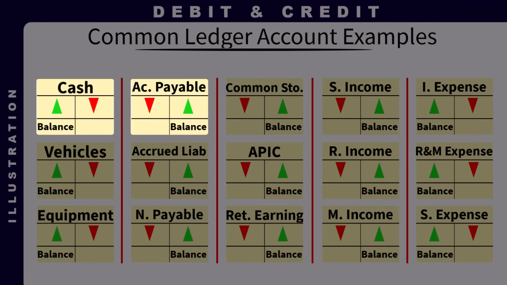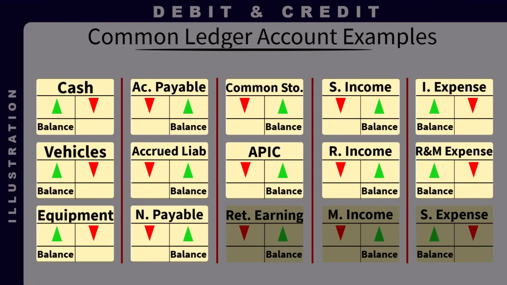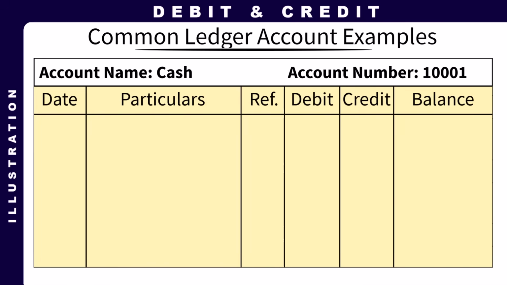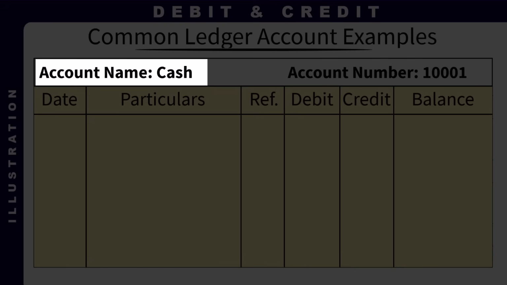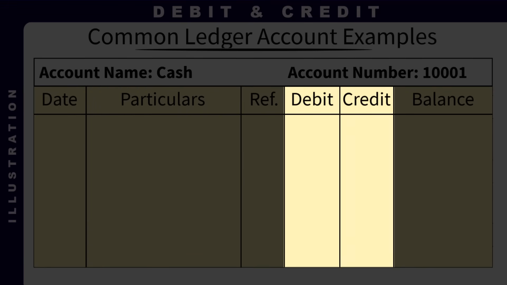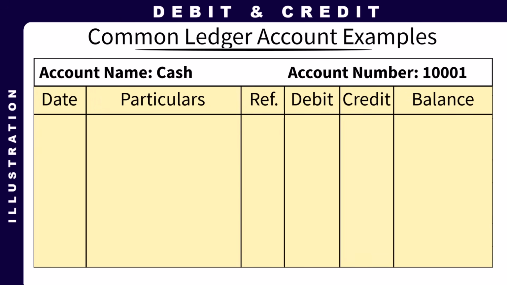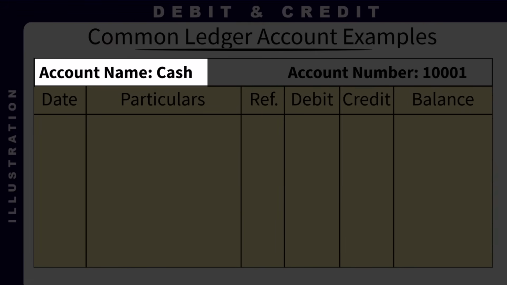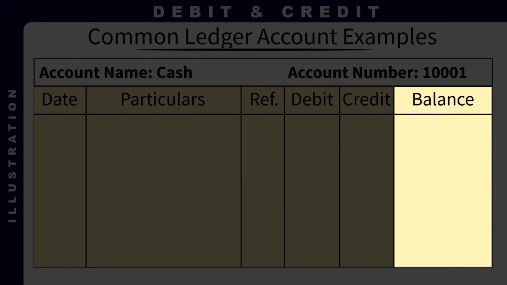Each of the accounts you see here shows only a simplified version of a ledger account. The full version of a typical ledger account looks something like this. As you can see, it has the name of the account at the top, a date, particulars, and debit and credit columns. In general, a ledger account shows the effects of transactions, that is, increase or decrease, on the account specified at the top, along with an ending balance at any point in time.